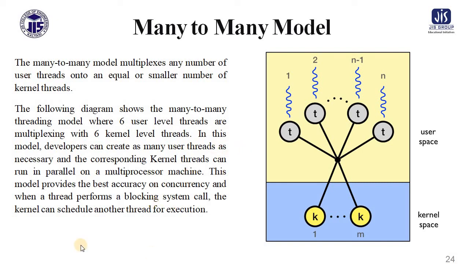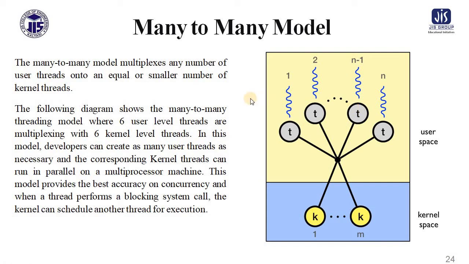Assume in kernel level space, this is a kernel level thread. This kernel level thread can control all the n number of user level threads. Next, the second kernel thread is also controlling a maximum of n, or fewer than n, threads. Similarly, the last kernel level thread also controls either n threads or fewer than n threads.